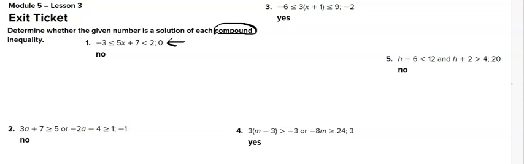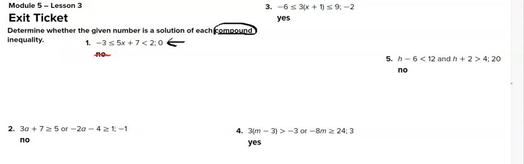Yeah, because what you see there is -3 is less than or equal to 5x plus 7, and that is less than 2. So you've got two separate pieces, left and right, and that's why we call it a compound inequality. The answers are already there for you.